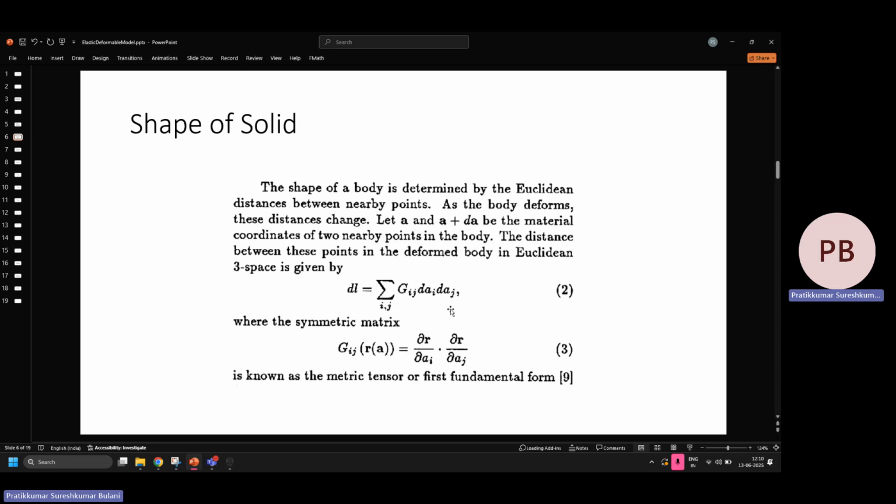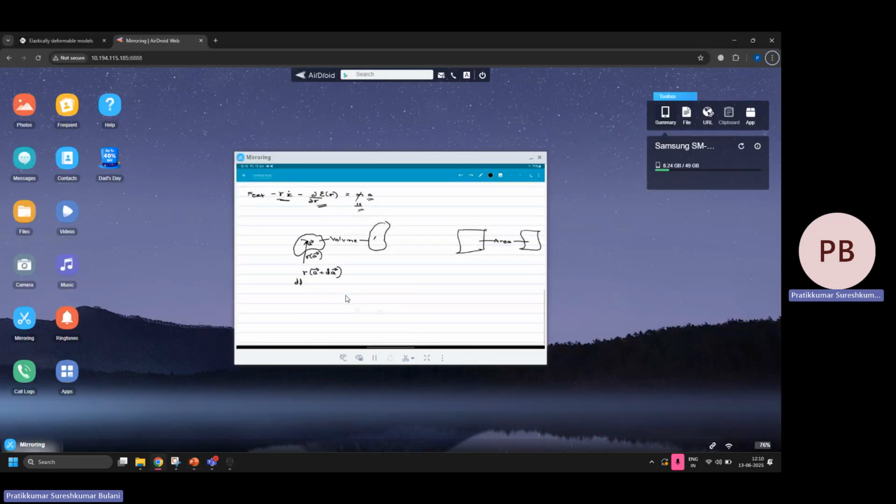And now comes the question, how did they come up with this formula? According to me, this should have been dl square. I'll prove it now. They have not proved it in the paper, and they have not shown this formula in the paper. I'm doing it over here. So let me prove it quickly.